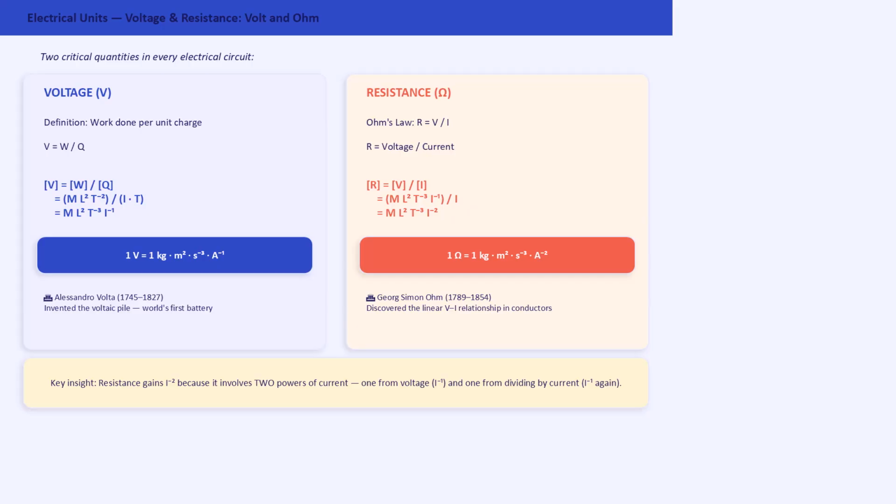Alessandro Volta invented the voltaic pile in 1800, the world's first true battery, and demonstrated for the first time that electricity could be stored and released in a controlled, sustained manner.